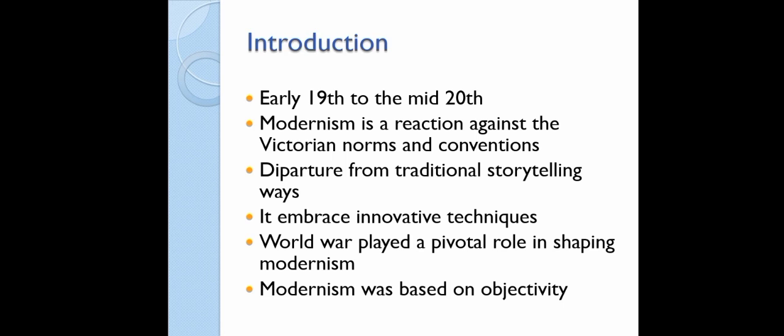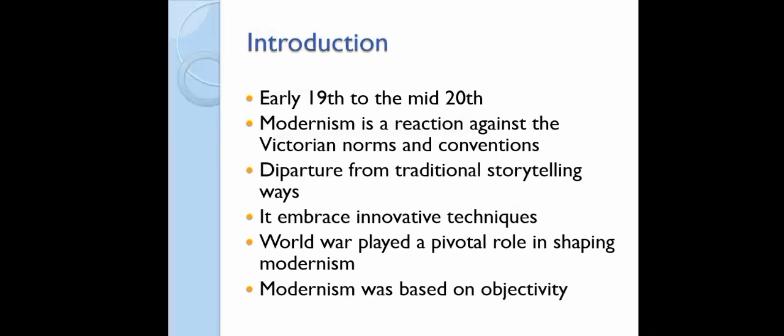This period was a reaction against the social changes that were brought by urbanization, which was caused by industrialization in the Victorian period. This modernist period is a departure from Victorian norms, conventions, and traditional ways of storytelling. It embraces innovative techniques to reflect the modern complexities of the world. Modernism was based on objectivity because there was no individuality to have a subjective opinion.